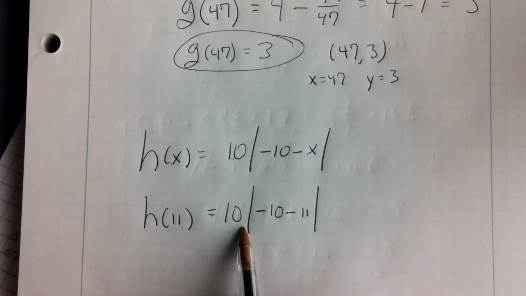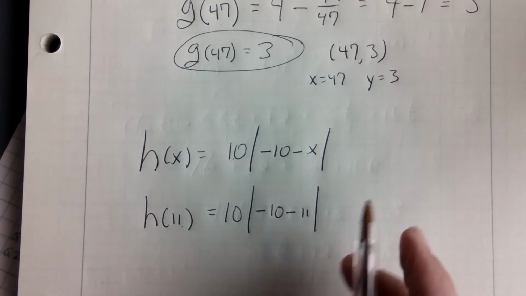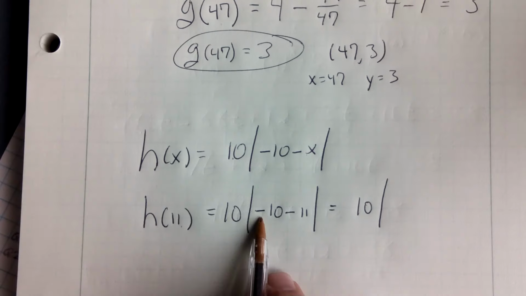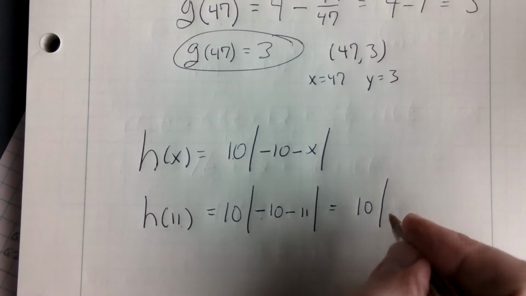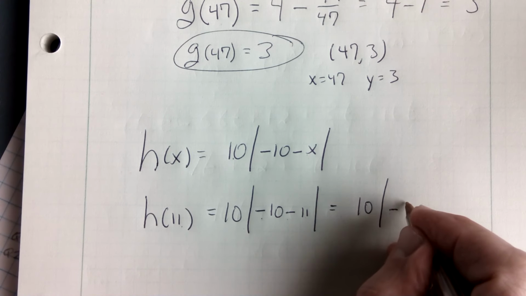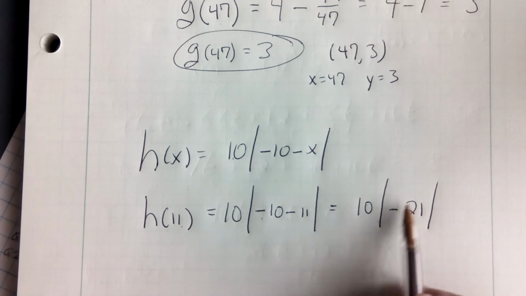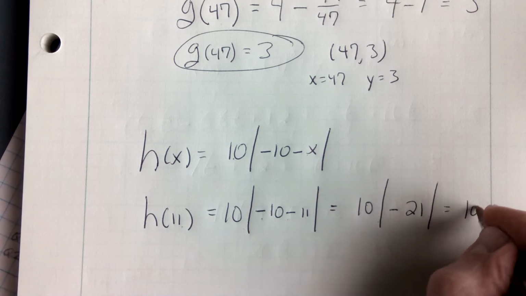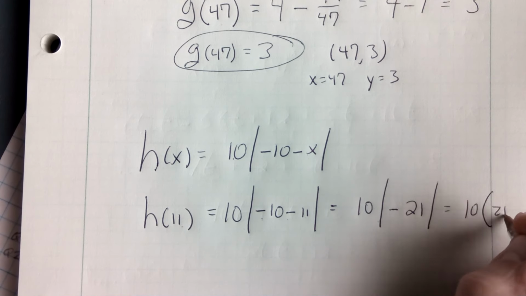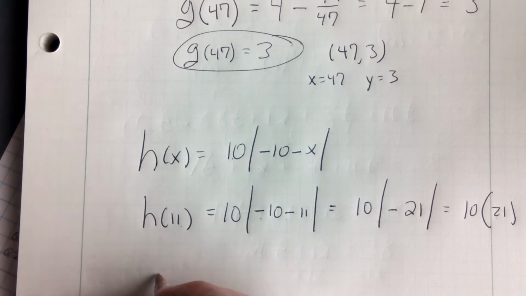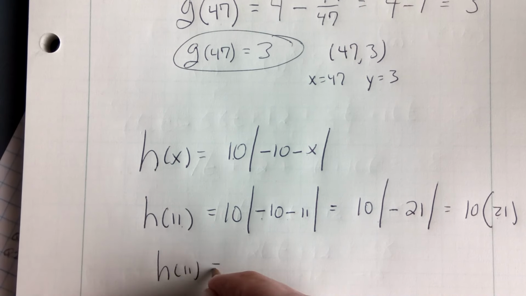Just like parentheses, I'm going to combine inside first. What's negative 10 minus 11? Negative 21. And now what's the absolute value of negative 21? It's 21. And what's 10 times 21? 210. So h of 11 is 210.